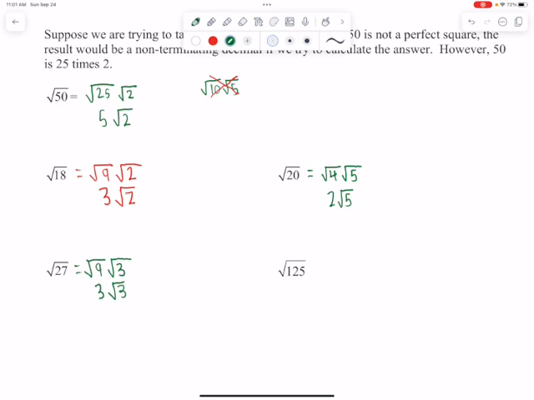The square root of 125 is a bigger number, but you may be able to notice 25 is a perfect square that is a factor of 125. And it turns out it goes in there 5 times. So we split this up into the square root of 25 times the square root of 5. The square root of 25 is 5, so 5 times the square root of 5 is our answer.